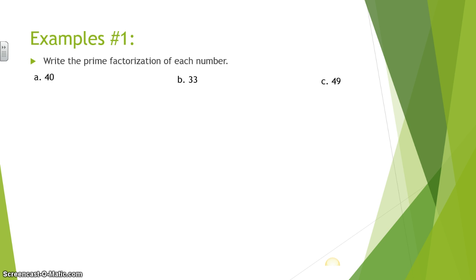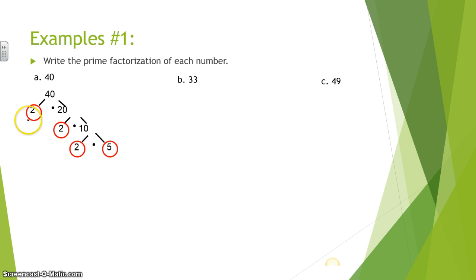So let's look at some examples here of writing the prime factorizations and also finding the greatest common factors. For A here we have 40. So we need to think of what two factors create 40. Well, 2 and 20 is an example. Remember, there's more than one way to find products that create that value 40. When you break this down, you end up with the same answer whether you use 20 and 2, or 4 and 10.